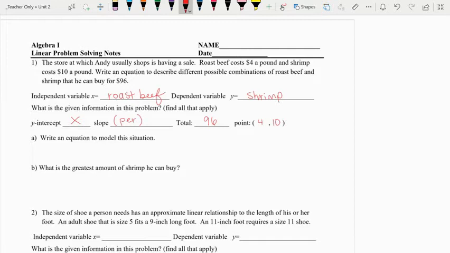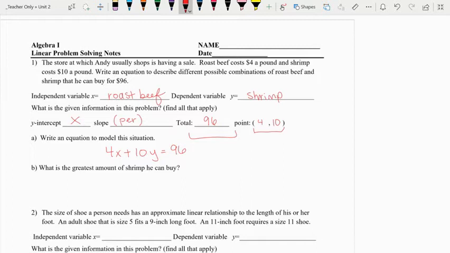Okay, so we can write an equation to model this situation. And you could do this a couple different ways. You can either write this as more of a point-slope type thing, or because we don't have the slope, we can think about it in standard form, right? Because here's something that goes with x and y, and then here's our total. So our equation would be something like 4x + 10y = 96.